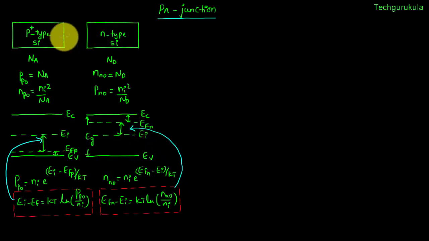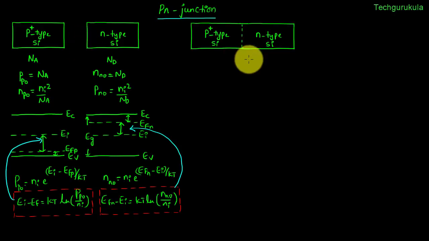Now let us bring these two semiconductors together to form the p-n junction. But I remind you, this is not how a p-n junction is practically formed. This is just a hypothetical experiment to understand the theory behind the p-n junction. Once we join, this is how it looks, and this is the point where we have joined these two materials.